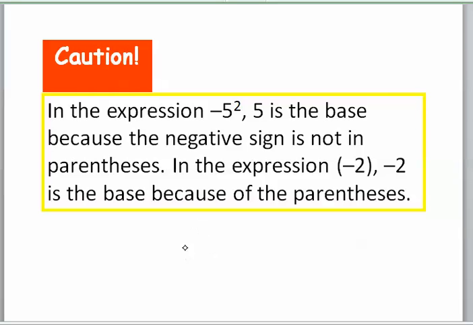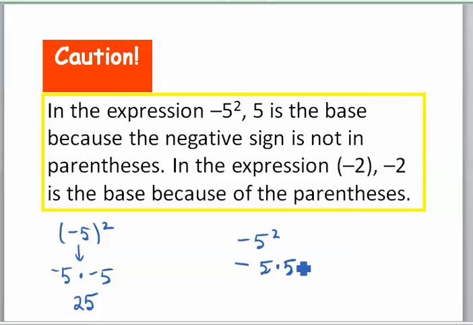Please be very cautious of this. In the expression negative 5 squared, 5 is the base because the negative is not in parentheses. So there are 2 problems here. We could talk about negative 5 squared with parentheses, and we can talk about negative 5 squared without them. This one says write negative 5 times negative 5, which gives you an answer of 25. However, this one says write the 5 times the 5, carry along the negative. So this answer would be negative 25. So we may need to have a discussion about this during class. Please bring questions if there are any.